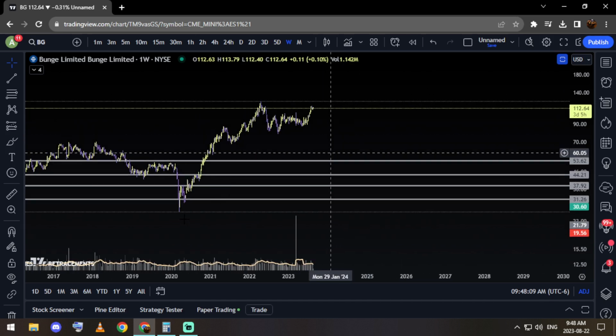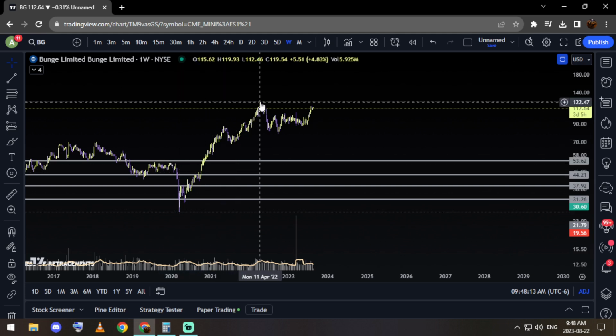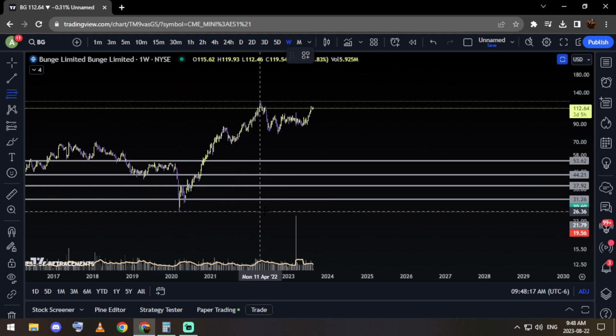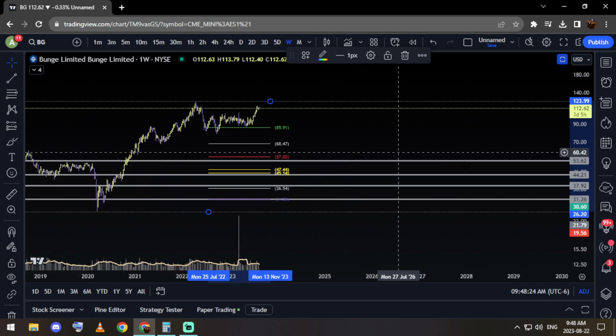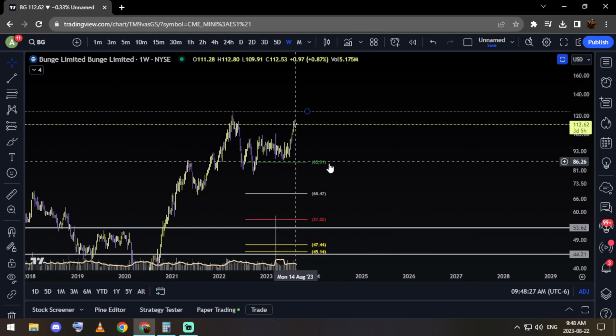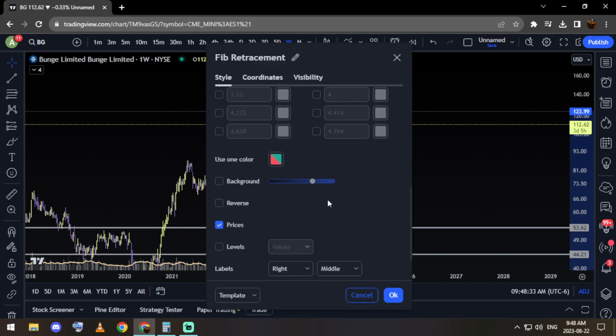So let's take it from this ultimate low that we made here, right? And then we're looking for the highest high of this trend, which is right here. So once again, we're going to pull our Fibonacci from the lowest low here, okay, to the highest high. And what do we see? Once again, this green layer right here, okay? Let's quickly look at this real quick.